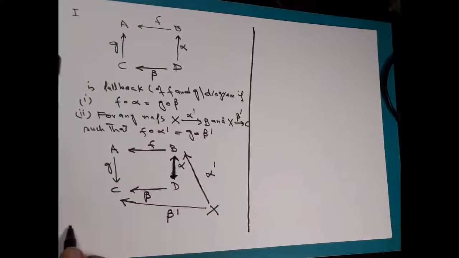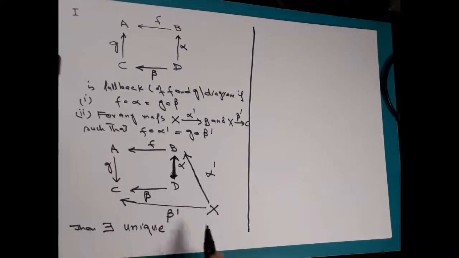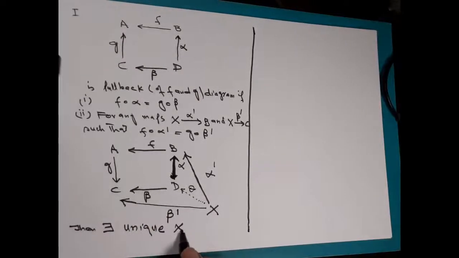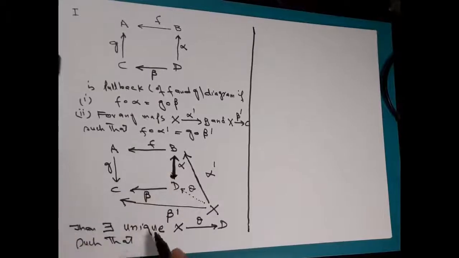Then there exists a unique map from X to D, this is theta, such that alpha composed with theta is equal to alpha dash, and beta composed with theta is equal to beta dash.